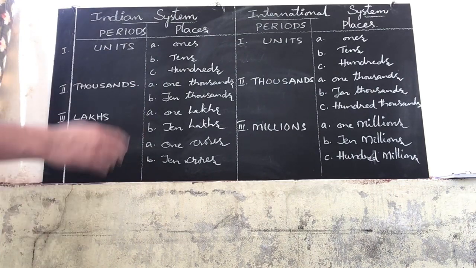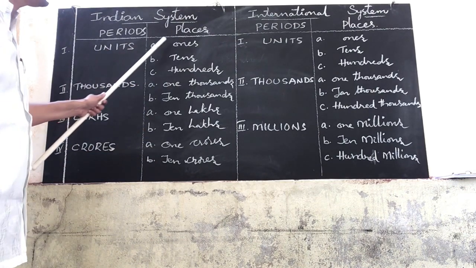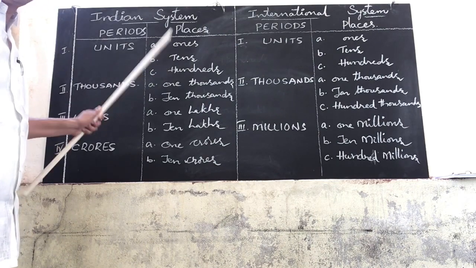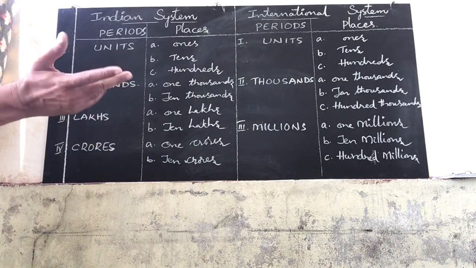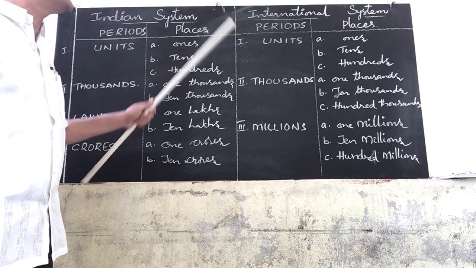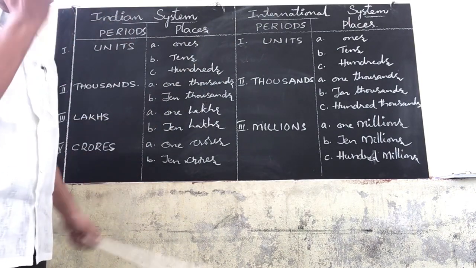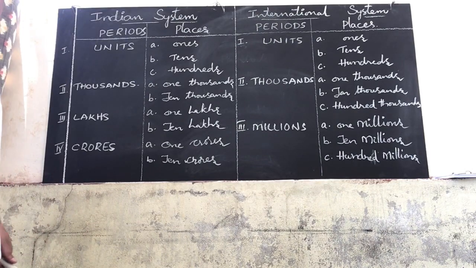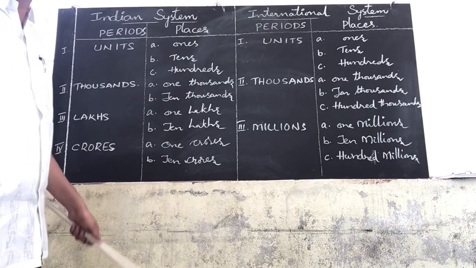So for first class students, it is very important to write number names in ones, tens, hundreds only. If there are no tens, we have to place 0. If there are no ones, we have to place 0. But in the hundreds place, if anything is there, you have to write down the place. So how to write down the number name, we can see now.